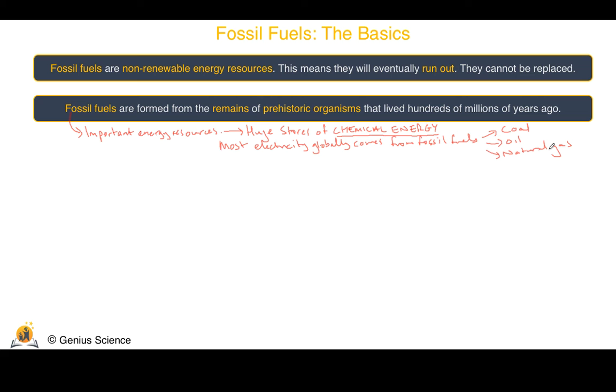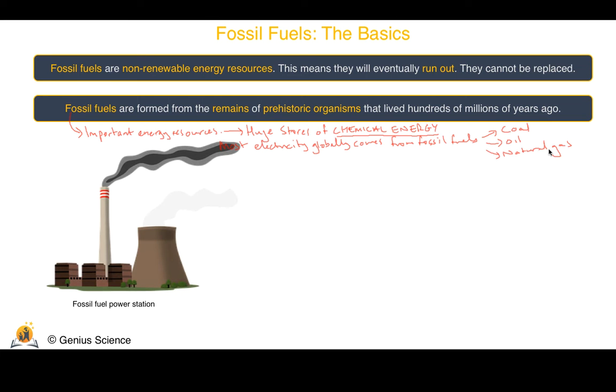Fossil fuels are burnt in fossil fuel power stations. First of all, the fuel is burnt, and this causes water to be heated. So water is heated, and this produces steam. The steam is at very high pressure, and it powers a turbine. So it turns a turbine, which is like a giant fan. This then turns a generator, which generates electricity.